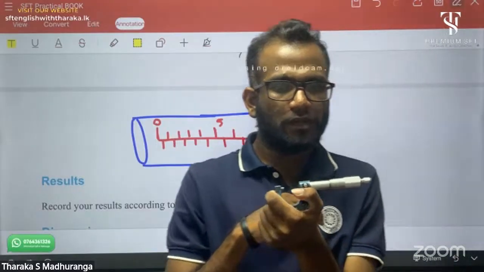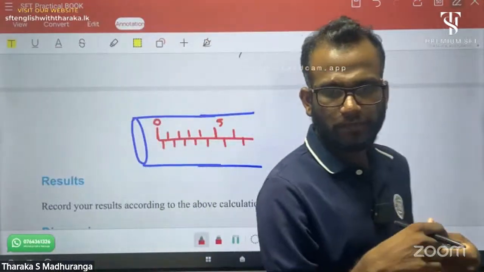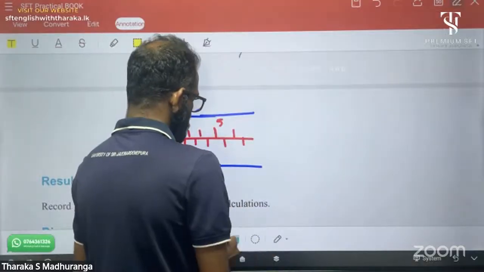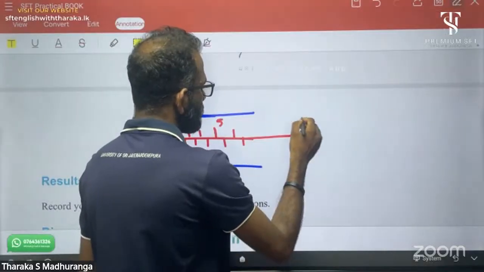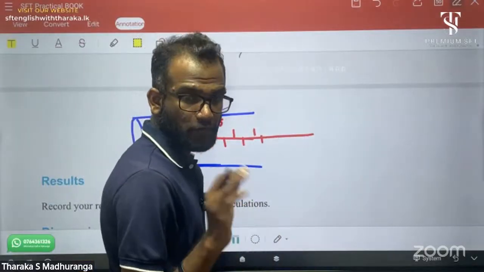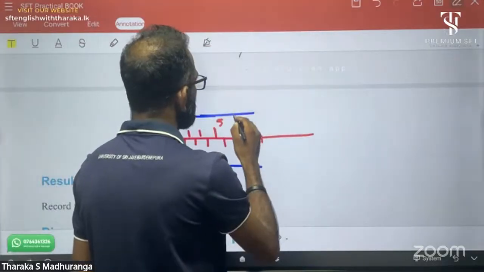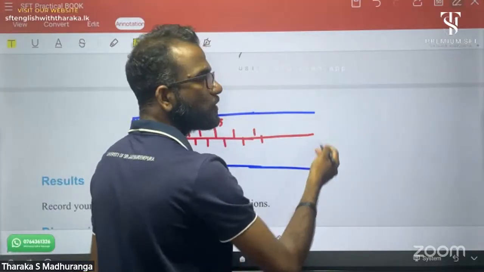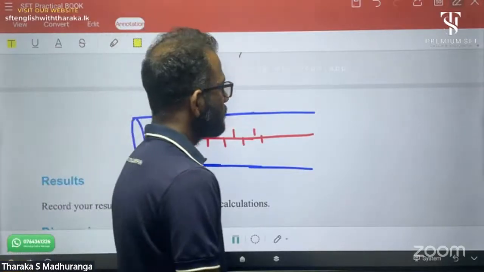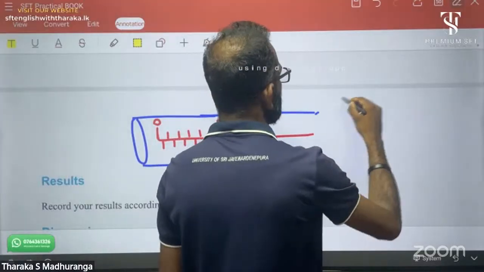Yeah, very good. It's 25 millimeter, 2.5 centimeter, or 25 millimeter, right? Joel, not 10, 25, right? The length of the main scale continues up to 25 millimeter.